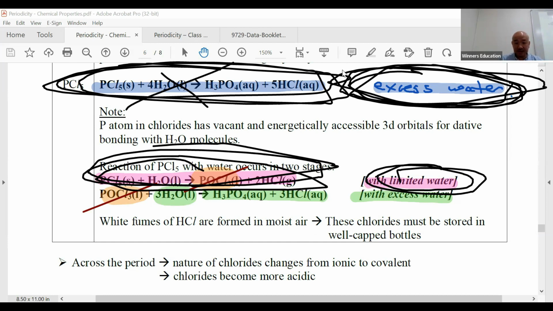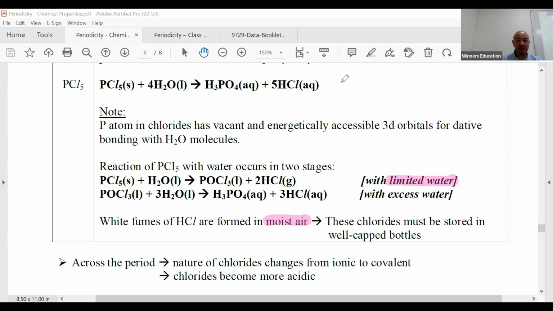If not, the rest is nothing much. Because of HCl, that's why fumes of HCl are formed in moist air. Once again, moist air means a limited amount of water. That's why you see white fumes of HCl. And that's the reason why in the lab, these are stored in well-sealed bottles. If not, they will fume and leave some white deposits over there. That's the reason why we keep them that way.